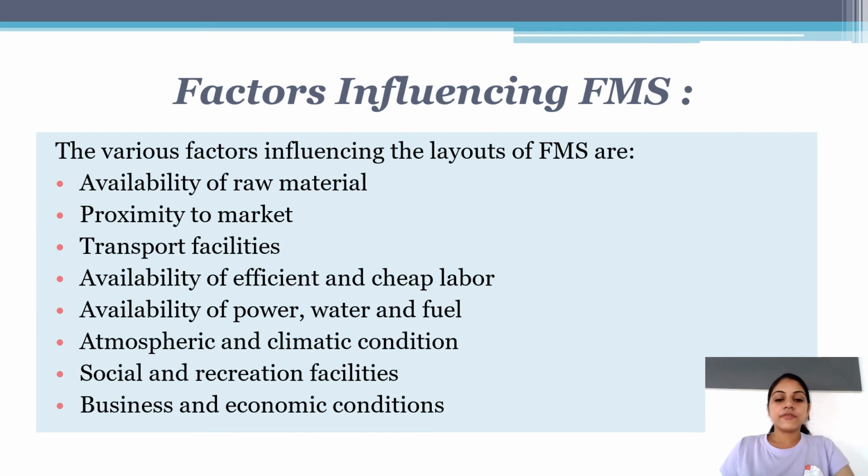It also needs electricity and power, water and fuel. Without fuel, the running of the machine will not be properly done. So these can be said to be basically the resources needed to work the FMS properly. So next is the atmospheric and climate condition. For every production to happen properly, the climate condition and atmosphere for the production should be good, or else the production won't happen properly. So these are the basic factors that influence it.